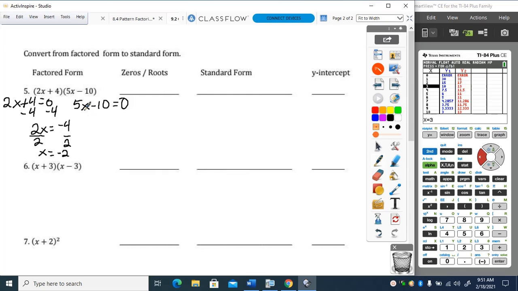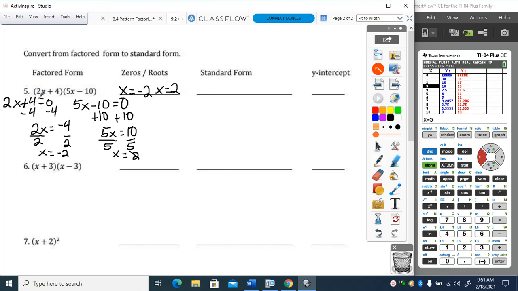And now we gotta do the same thing over here. We have 5x minus 10. What's the first step to getting x by itself? We gotta add 10 to both sides. So now we have 5x is equal to 10. Now we gotta divide by 5. So x is equal to 2. So that means my zeros and roots are x is equal to negative 2 and x is equal to 2. All right, and so we found our roots.